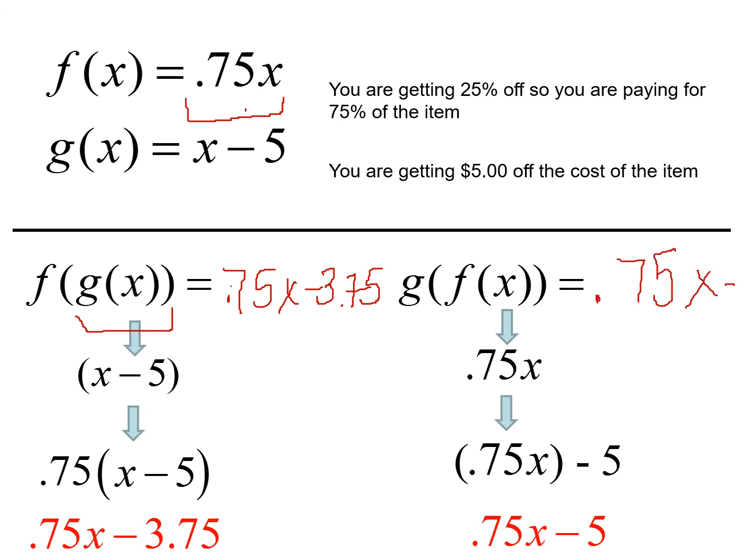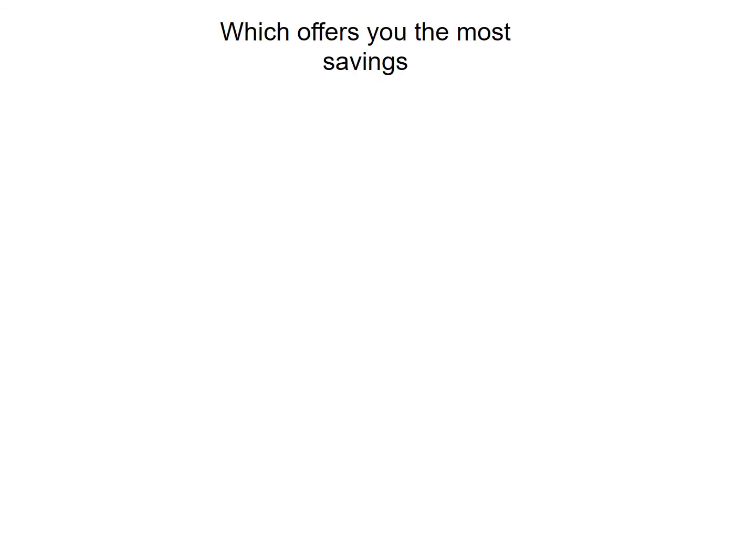So the answer to g of f of x is 0.75x minus 5. The question is, are they the same? Does it matter if you apply the discount first or the coupon first? Which one offers you the most savings? Is it 0.75x minus 3.75, or is it 0.75x minus 5? If you would, write down your explanation and give it to your teacher so that she can check to see which one saves you the most money. And also pick an item that you would buy and show her what it would cost to purchase that item if you did the coupon first versus the discount.